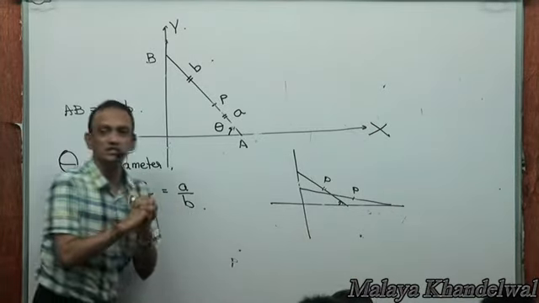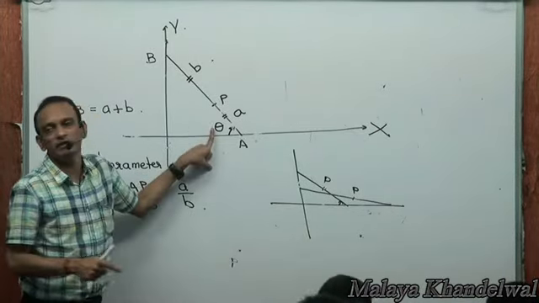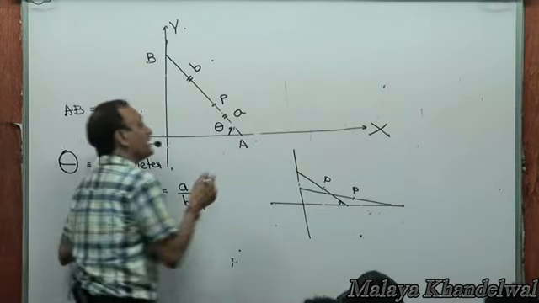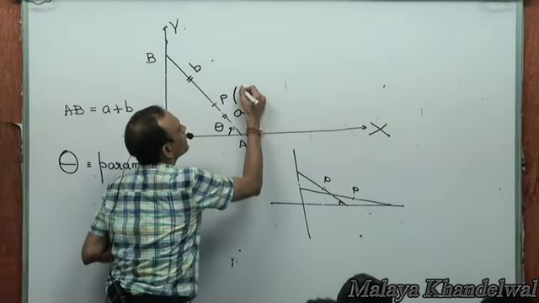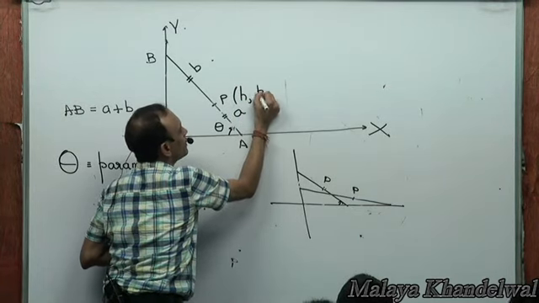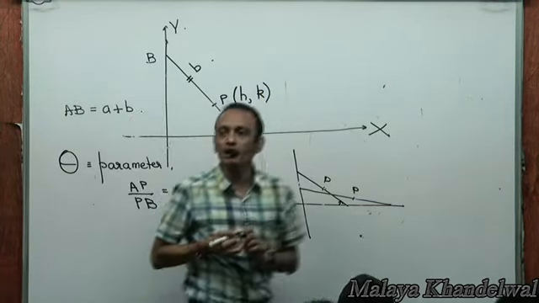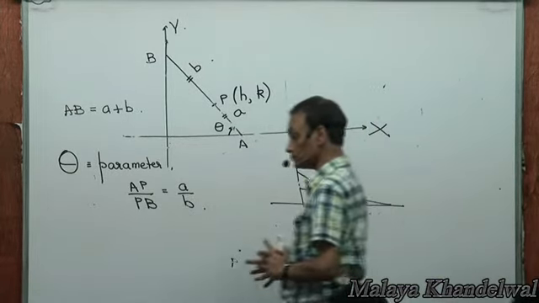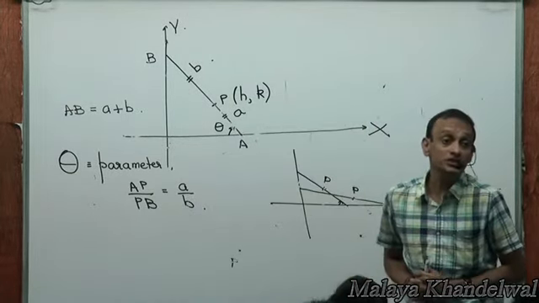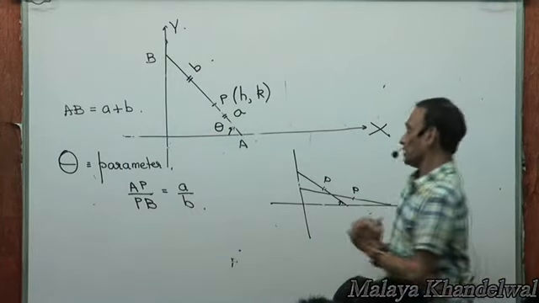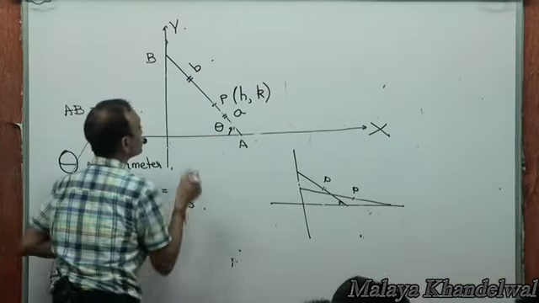Suppose at a certain instant, the value of the parameter is theta. And at that instant of time, let's say, this point P that we are talking of has coordinates h comma k. Now, the value of h and k will depend on theta. Now, let's see what that's going to be.